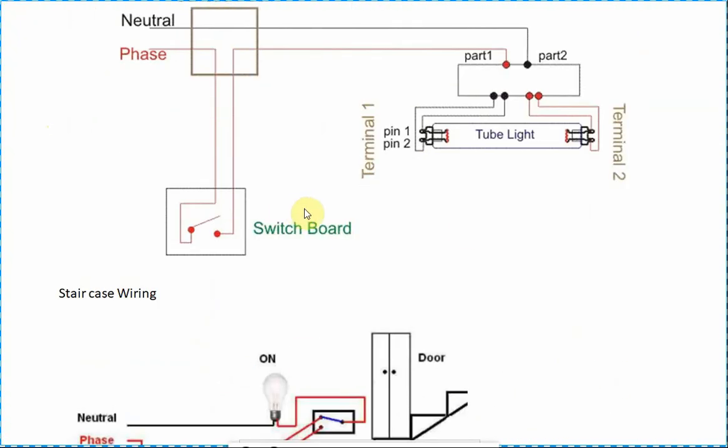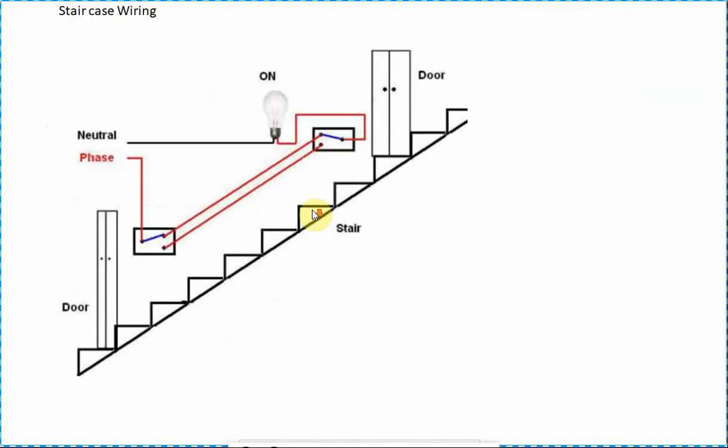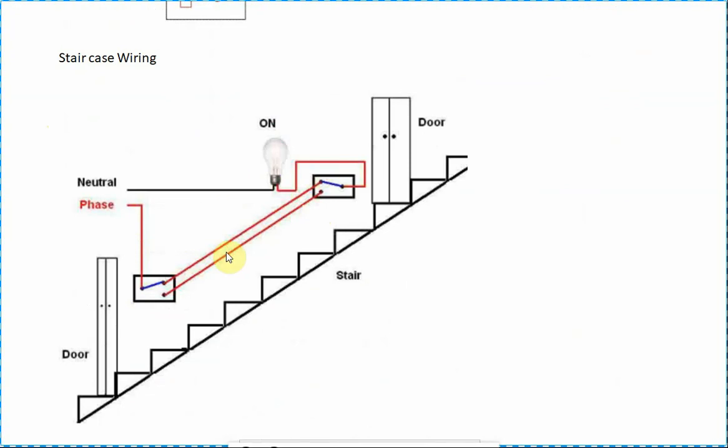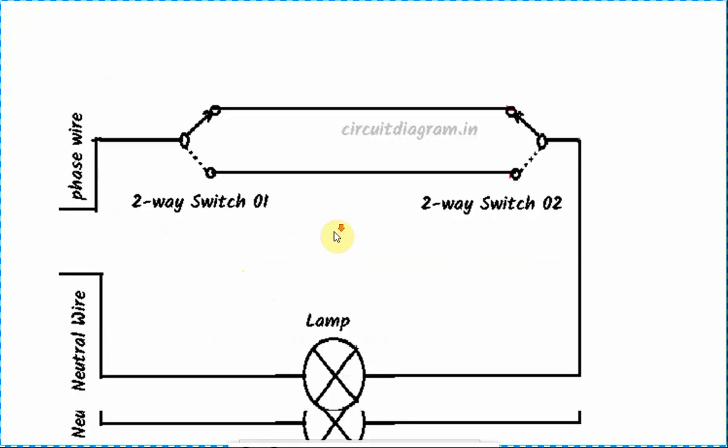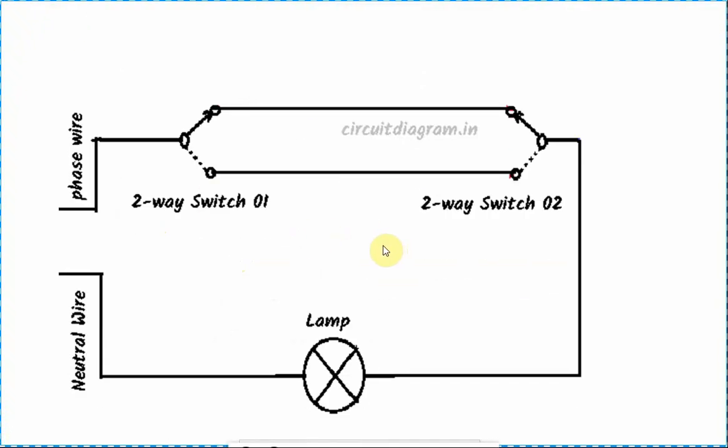So that was the electronic tube light. Coming to the staircase wiring. When you enter through one door, at the bottom side you turn on the lamp, and after you reach the top you turn off the light. This is the purpose of the staircase wiring method. How about the connections? I will show you one more diagram. This is the connection diagram.